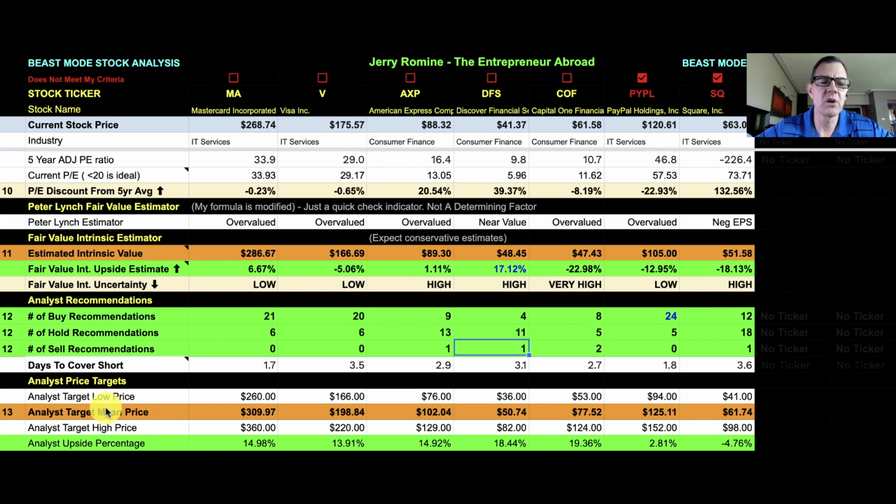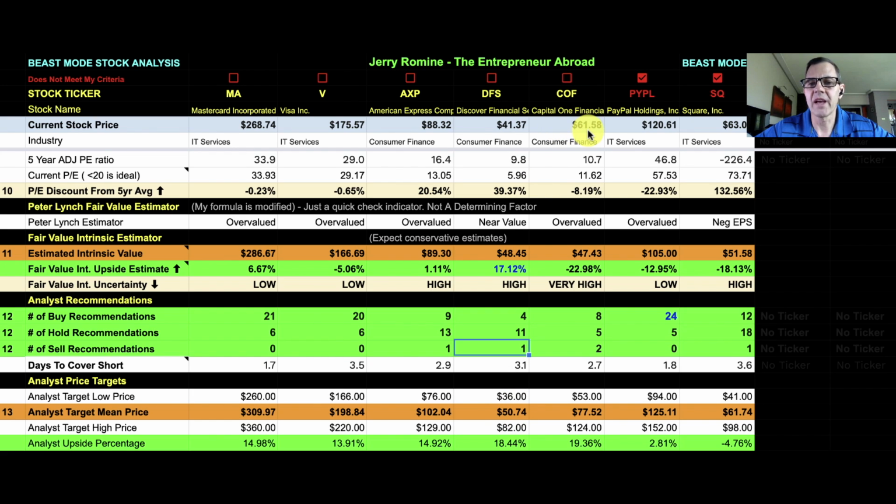And I like to look the most at the mean price because I want to keep my estimates conservative. So here we can see MasterCard is currently trading at $268, and it's got an analyst target price of $310. We've got Visa at $175, $199 on an analyst mean price. American Express at $88.32, an analyst price of $102. Discover Financial at $41 with an analyst mean price of $50.